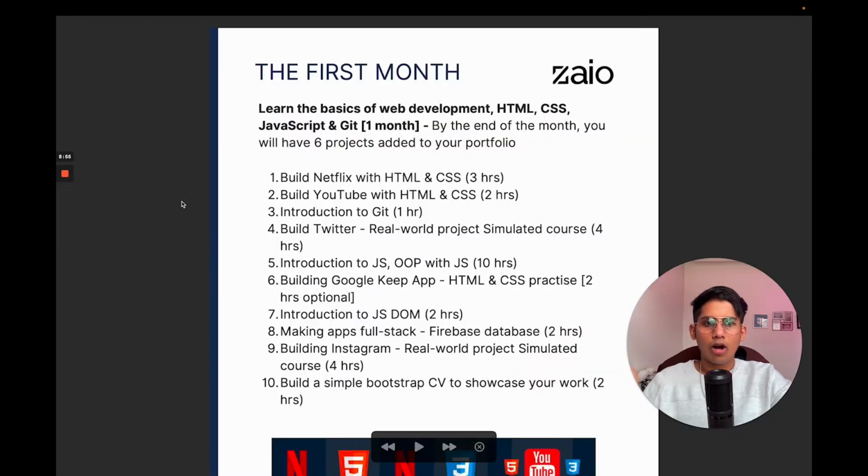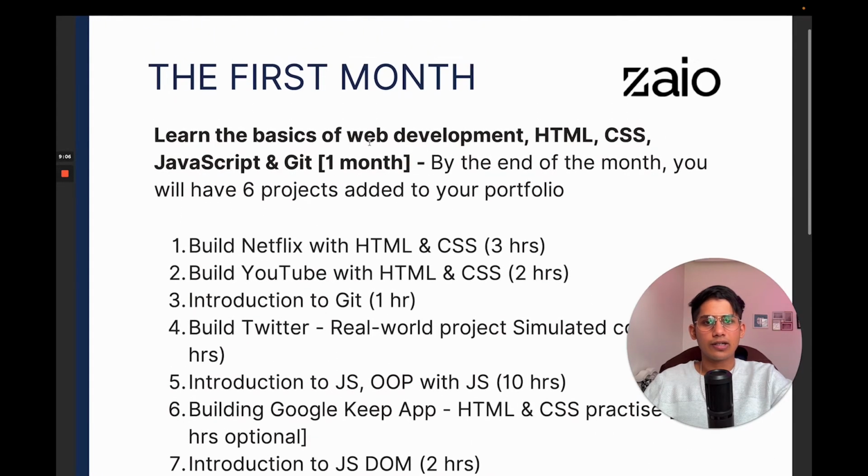The first month, as we said earlier, is the basics of web development: HTML, CSS, and JavaScript. So let me zoom in a little bit. By the end of the month, you will have 6 projects added to your portfolio. This is something really important. The entire mantra at Zaio is project-oriented learning. You're just doing projects and learning through doing projects.